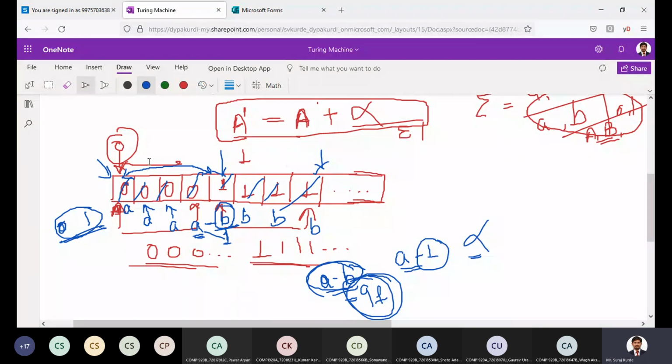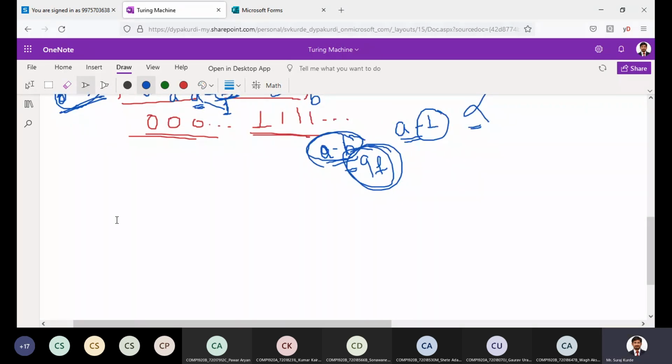Then go to the leftmost cell, find 0. If you find 0, go to the right. On the right, if you find 0s and 1s, then go to the right until you find B. Then to the left of this B, you will find 1. Replace it. Go to the leftmost cell where A is there. Here you should find A. Now we are not going to find 0. We are going to find A. And to the right of this, you will find 0.